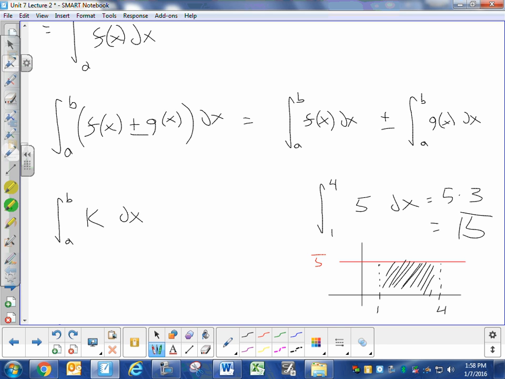Well, you can do that for any constant, from any value to another value. It's just going to be your constant height, whether it's positive or negative, times the x distance from a to b, which you can find by just subtracting a from b. Okay?